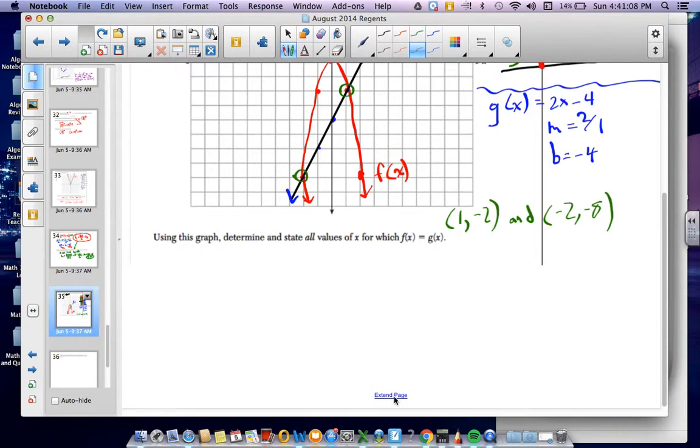So it wanted the x values, all the values for x for which the two functions are equal to each other. So we could say when x equals 1 and when x equals negative 2, f of x equals g of x. And we have the y values right there as well.